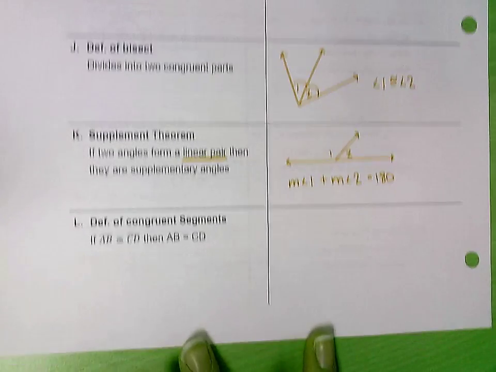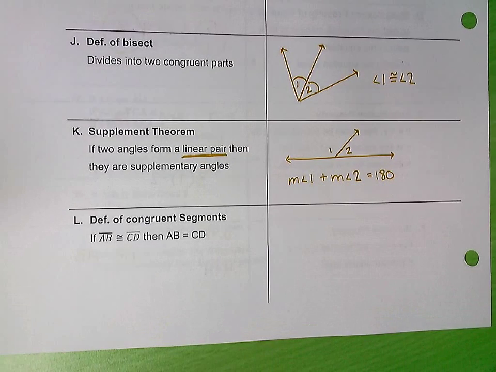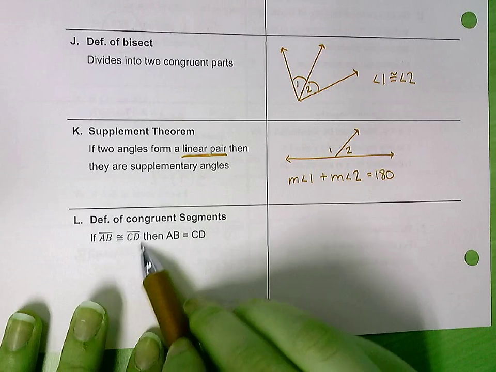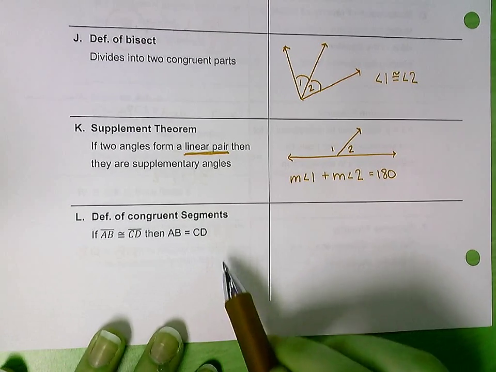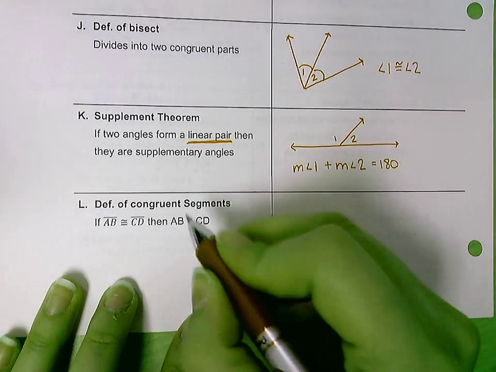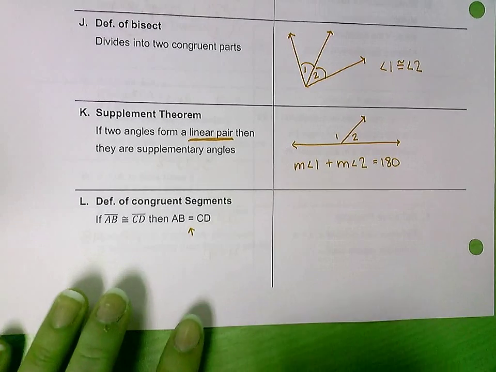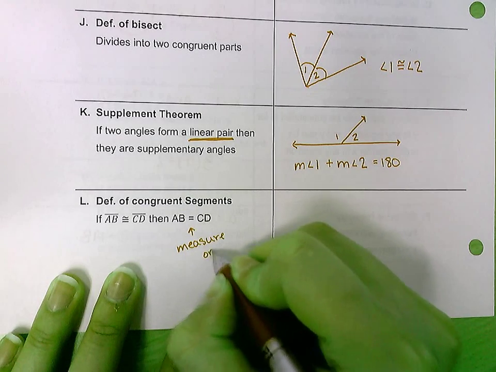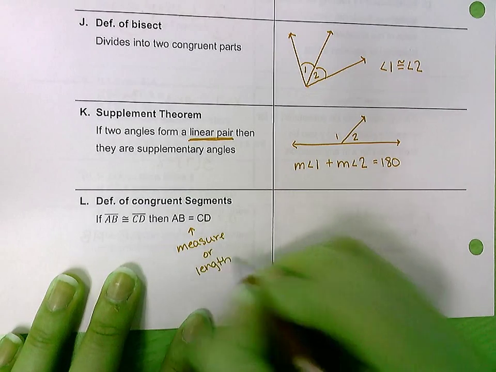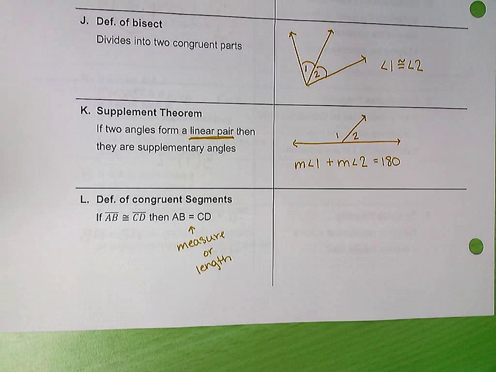The next one is definition of congruent segments. If I'm given segment AB is congruent to segment CD, then I could say AB equals CD. Now the difference between these is that the second one has to do with its measure or length. The other one is stating congruent segments. AB equals CD is talking about its measure, so what length it is.